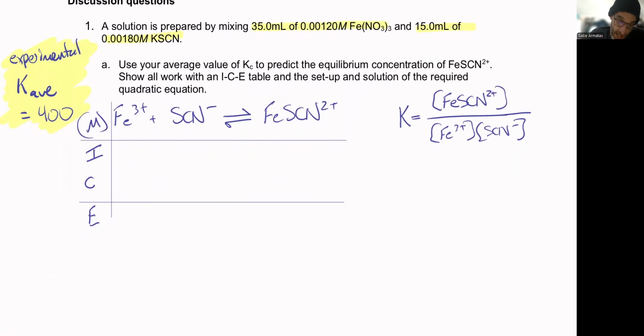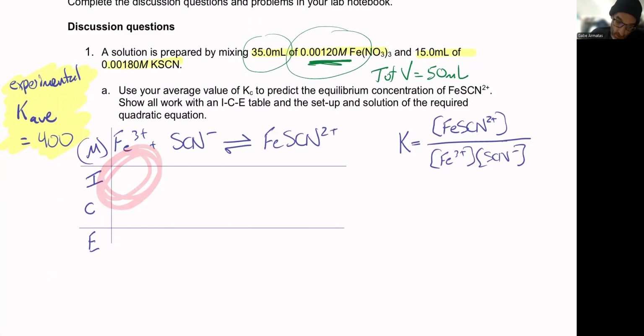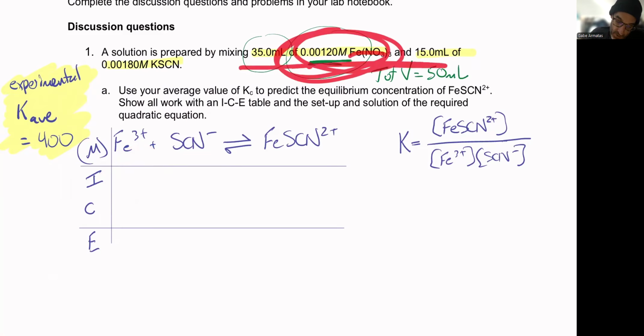I do have to determine the concentrations of these things, so I'm going to make this a little bit quicker. I have volume, I have concentration. But I combine these together to get a total volume of, was it 50 mL? So this concentration is a little more dilute. Because we are doing a dilution, what is the actual concentration of my iron initially? This is the concentration, but because we dilute to 50 mL, we have to do some math.